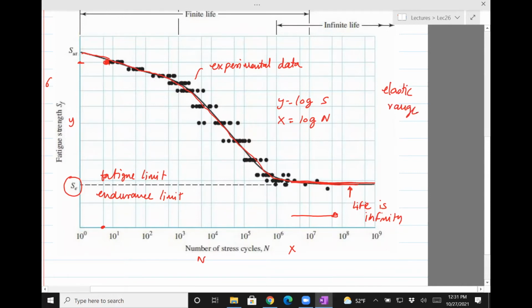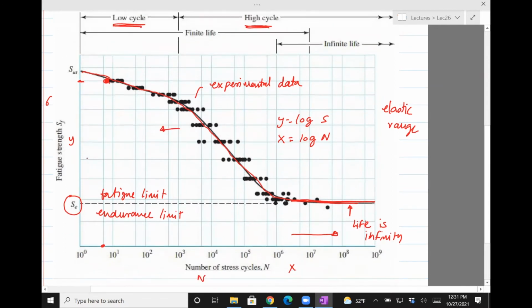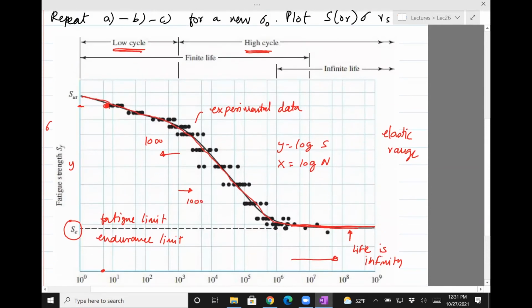The other thing you want to see here is that there are what they classify as low cycles and high cycles. Anything below 1,000 is considered a low number of cycles, and anything above 1,000 is considered a high number of cycles. This terminology comes because you notice that exactly at 1,000 cycles, for most materials, the curve starts dipping quite fast. And so they just use 1,000 to separate low from high.